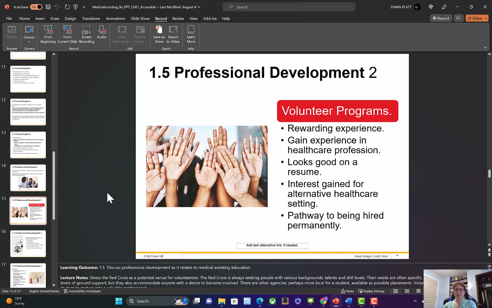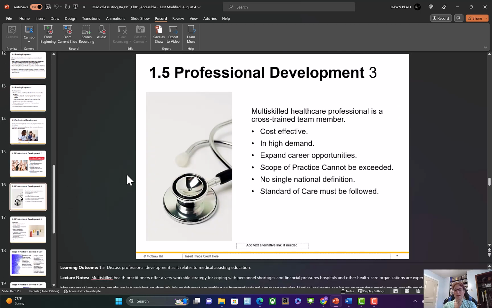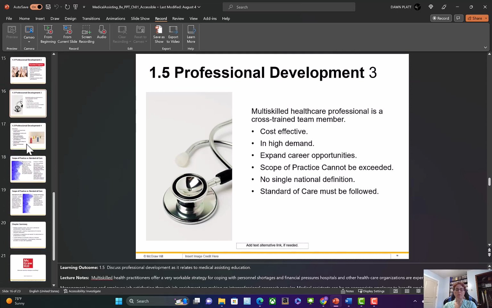Another way to do this is volunteer programs, volunteering at your local health department, the local food banks. Those are great ways to get some professional development underneath your belt. It's important because, again, you guys are multi-skilled healthcare professionals. It's cost effective. There's a high demand for medical assistants. Professional development expands your career opportunities. So there's multiple ways and reasons for the professional development.